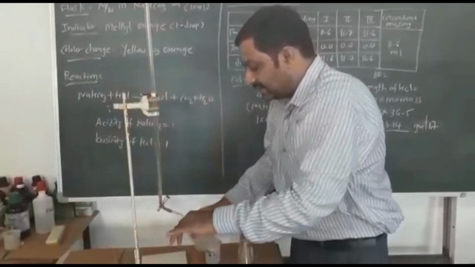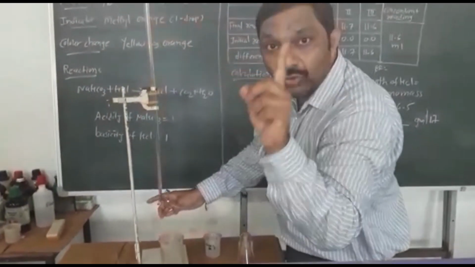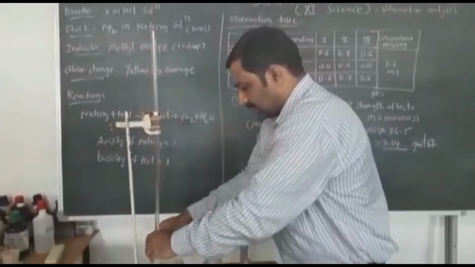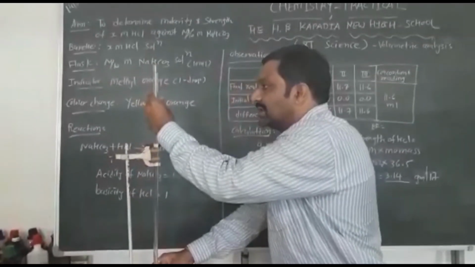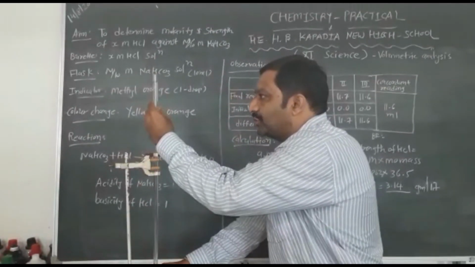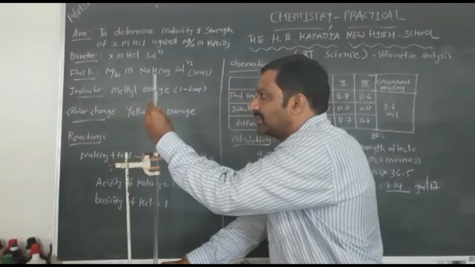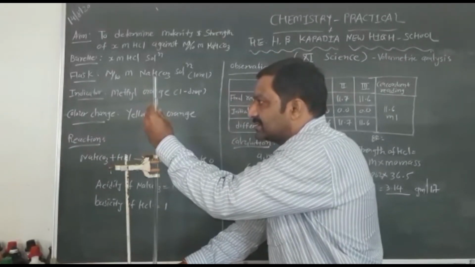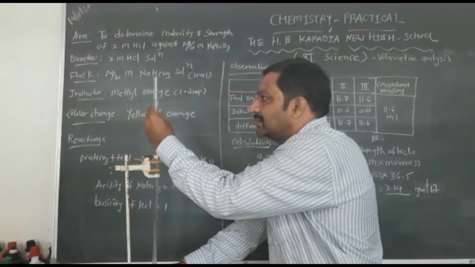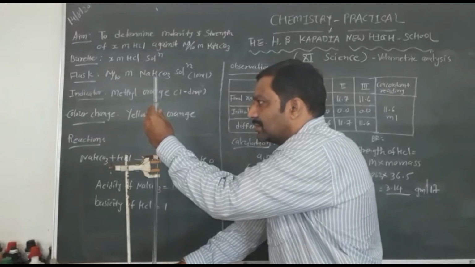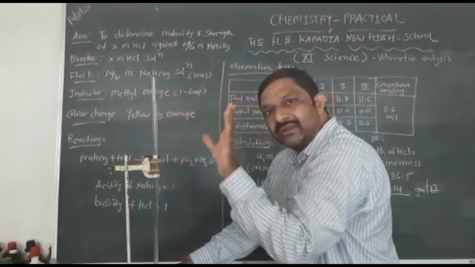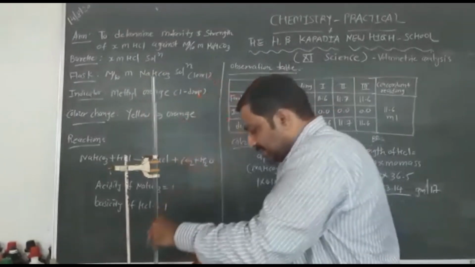Then I will set the lower meniscus at the point of 0. You have to take the lower meniscus at the zero scale. Lower meniscus.